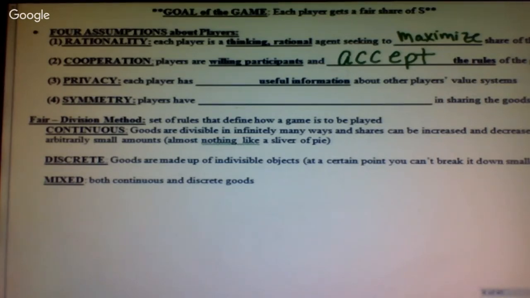Number 3 is about privacy. No player knows anything about anybody else. So each player has no useful information. I don't know that Trey may not like caramel. I don't know that Saphir won't eat peanuts. You don't know anything about anybody else. You only know how you feel about things. And the last thing, symmetry. Players have equal rights in sharing the goods. We don't discriminate here.